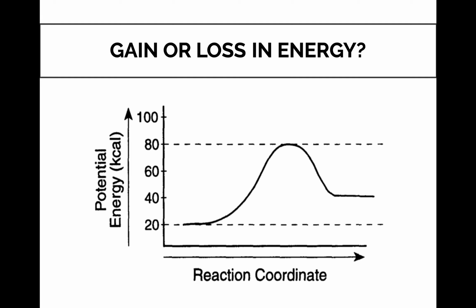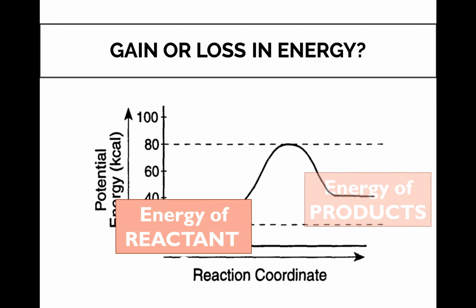We're starting off with 20 kilocalories, if you look at the units on our potential energy diagram. 20 kilocalories for our reactants, and our products has about 40 kilocalories. If you're looking at the graph, we have a lower energy in our reactants than we do in our products. So this reaction absorbed energy. There's a gain in energy.